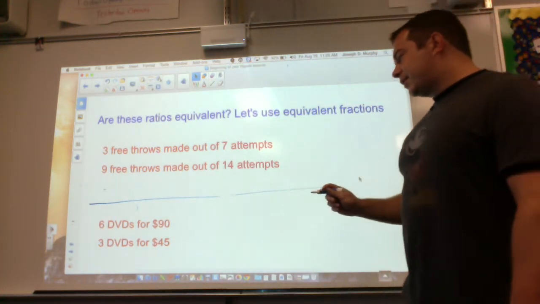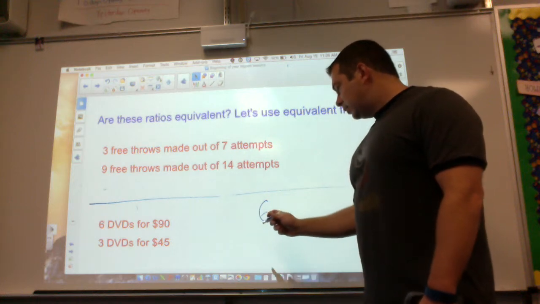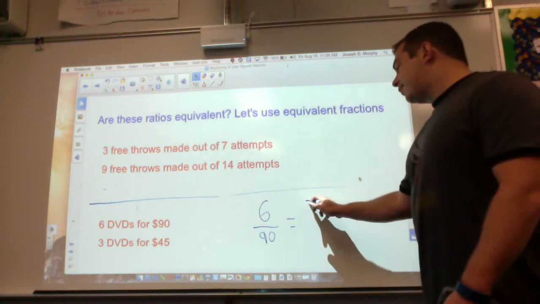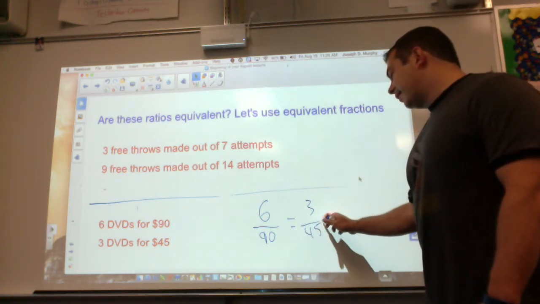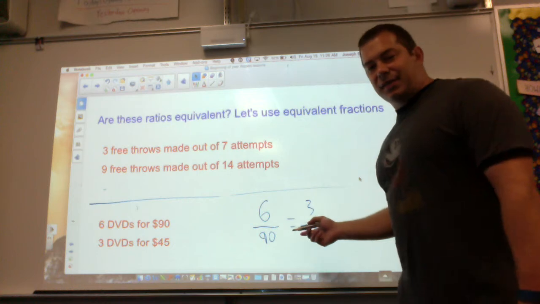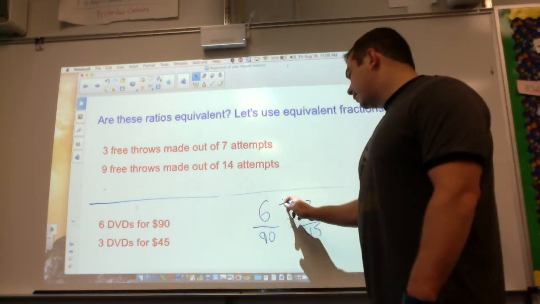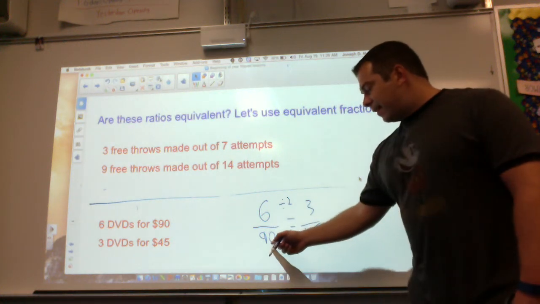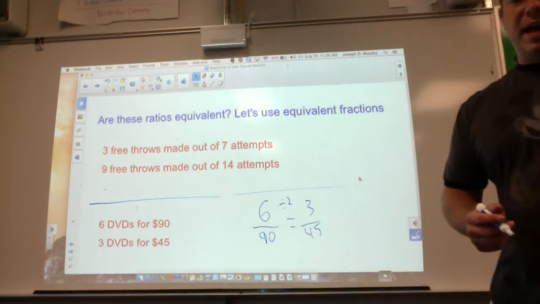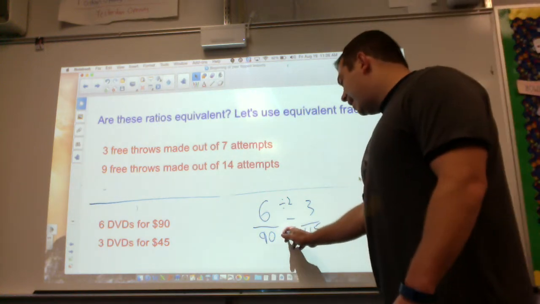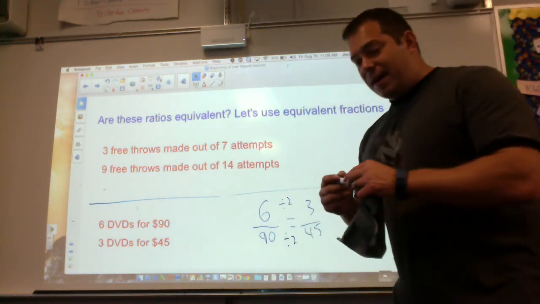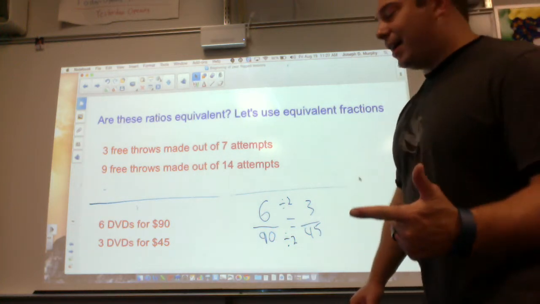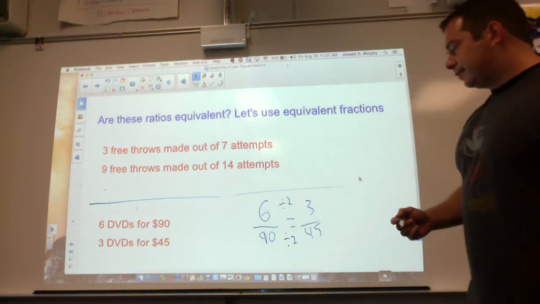6 DVDs for $90. Is that equal to 3 DVDs for $45? How do I go from 6 to 3? I divide by 2. So, 6 divided by 2 equals 3. If 90 divided by 2 equals 45, then I know they're equivalent. And I do know that 90 divided by 2 equals 45, because 45 times 2 equals 90. So these are equivalent, all right?